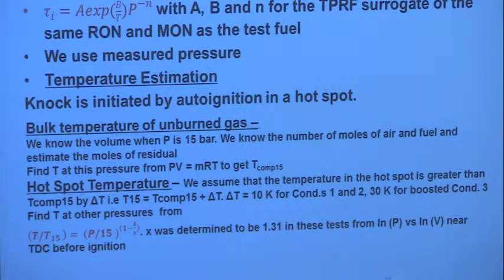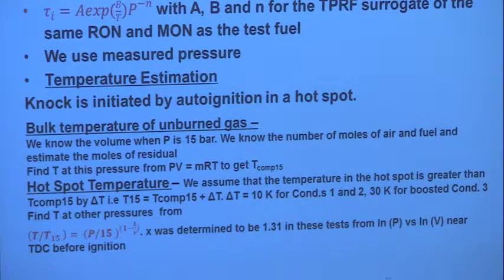And then we say, actually at that point, there's a hot spot, and the hot spot temperature is higher than the T compression 15 by delta T. We don't know what this delta T is, by the way. You have to make an assumption. For the two conditions which were not boosted, we could take that delta T was 10 degrees, 10 Kelvin, basically. But when you use the same assumption for the boosted condition, we couldn't get our results. I'll show you in a minute. It just didn't work out. You have to assume 30 K for the boosted condition.